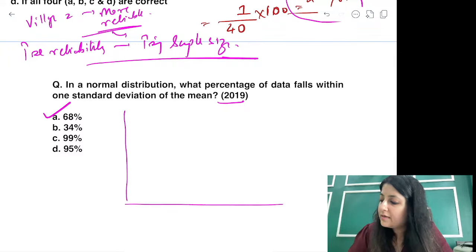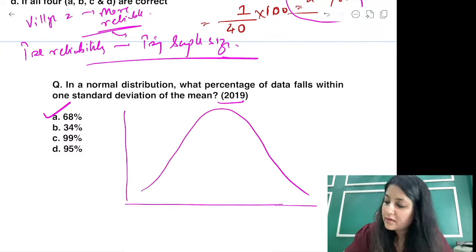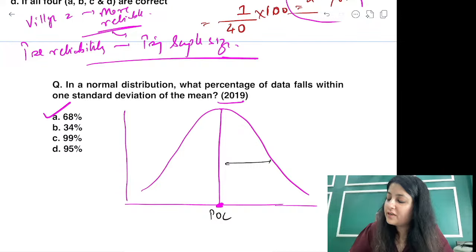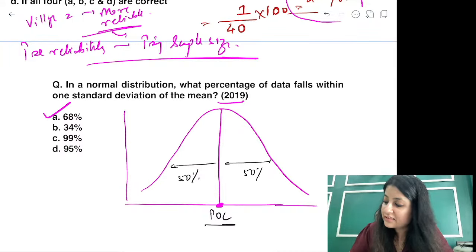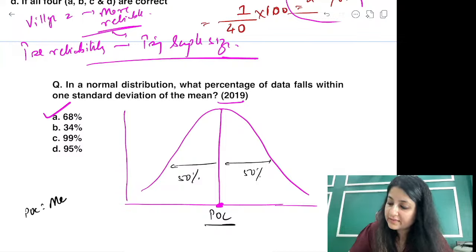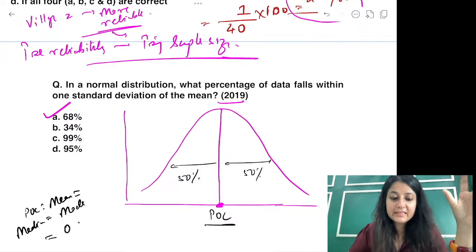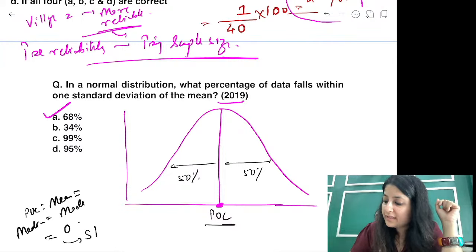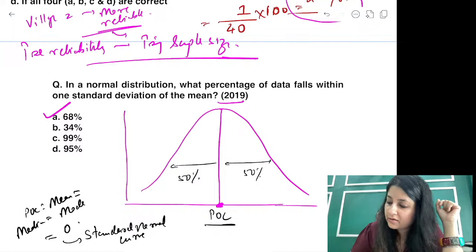So you all remember this is a normal distribution curve, which is a bell shaped curve. It is bilaterally symmetrical. This is the POC, point of coincidence. 50% of observations are above this, 50% are below. At this point of coincidence, mean is equal to median is equal to mode. Let's say it is 0. If this is 0, that is known as the standard normal curve. Whenever mean is equal to median is equal to 0, it is known as the standard normal curve.